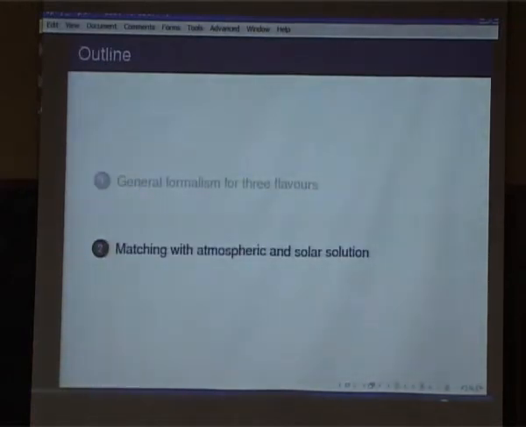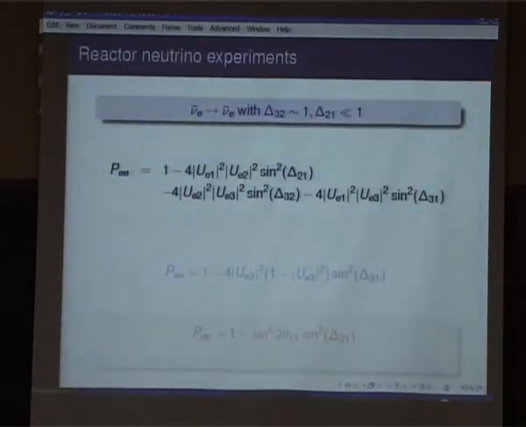So let's try to match these angles with solar and atmospheric. You have already matched delta m squared. Delta m squared 2-1 was solar, the other two delta m squared were atmospheric. So this you have done. The question now is how to do it with the angles. Theta solar, I also know, should be theta 1-2. It should be with theta 1-2.